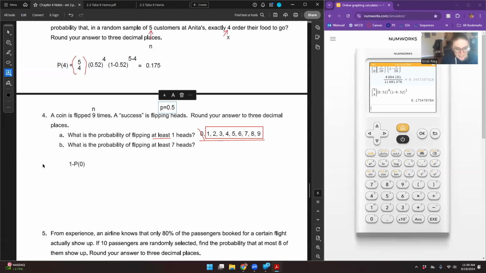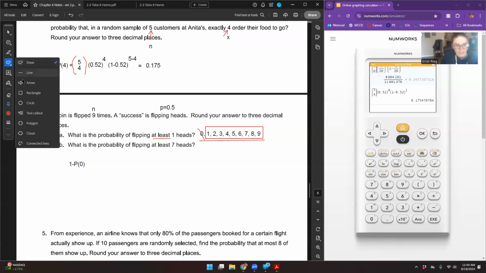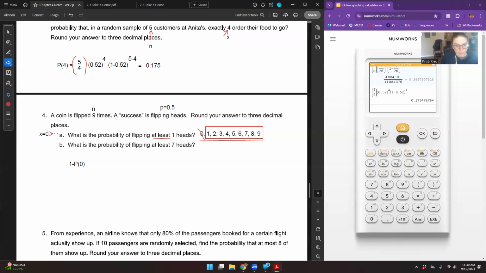X in this example, so this is part A, X is 0. Why is X 0? Well, we just talked about it over here. X is 0 because I actually am going to do everything minus that 0, probability of 0, to get to the answer I want. So, calculator.